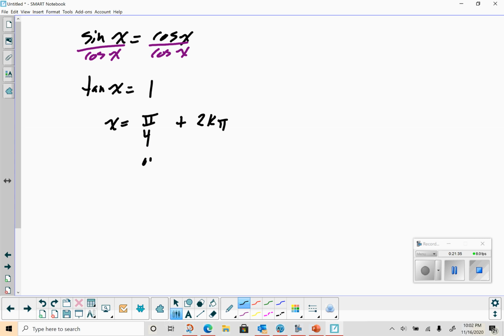So how do we get the other one? We know tangent is positive in quadrant number 1. Okay, that's on your note card. But tangent is also positive in quadrant number 3. So again, the pi over 4 becomes our reference number. We want something in quadrant 3. It's basically going to be pi plus the pi over 4. So that'll give us 5 pi over 4 plus 2k pi.